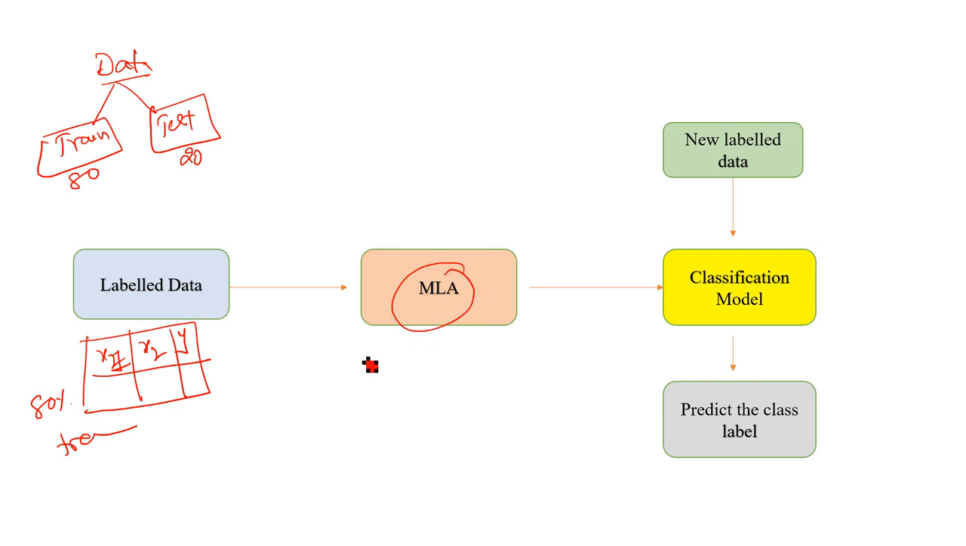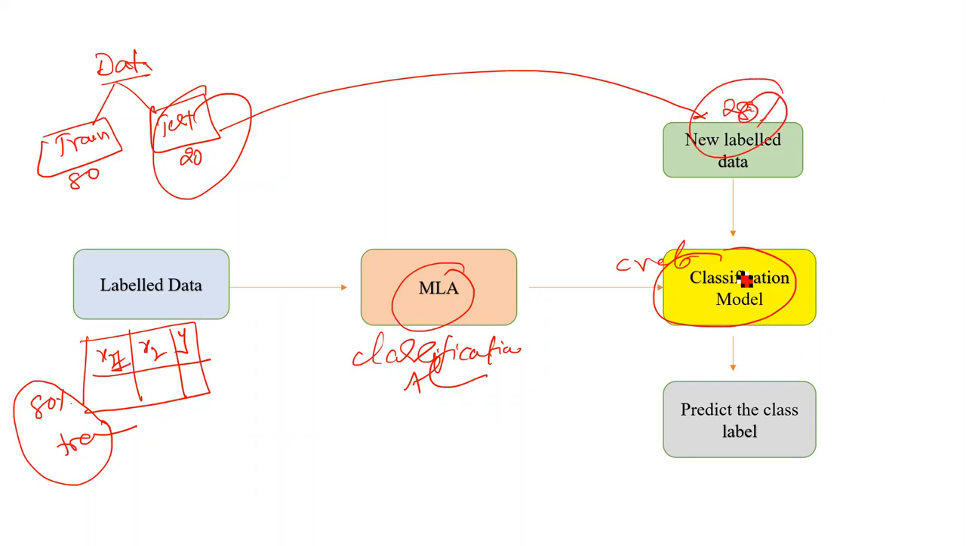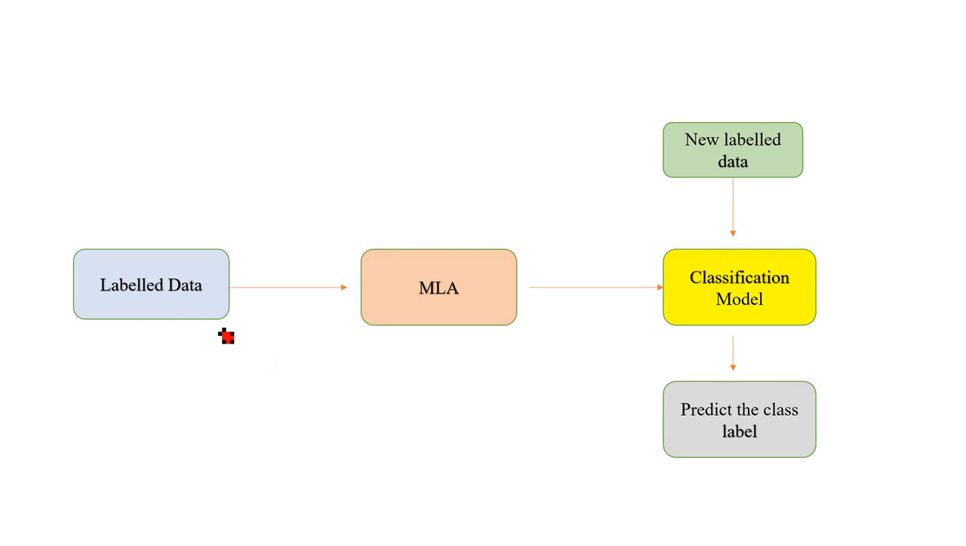We apply the classification algorithms on the 80% of the training data and create the model. Then the new labeled data, the 20% test data, we give to the model and we have to predict the class labels. Class labels may be, suppose, yes or no. Finally we have to predict either yes or no, like that.